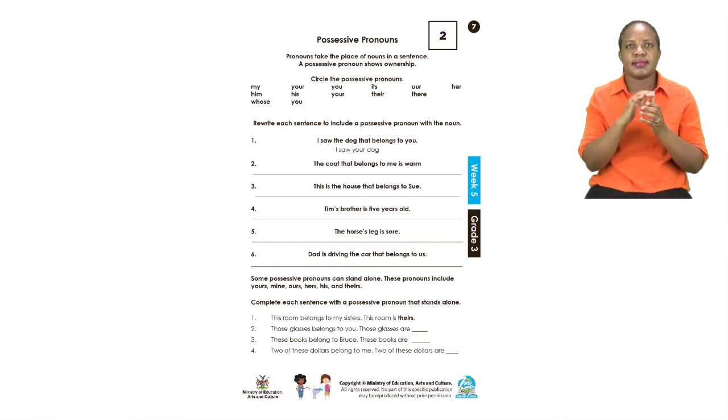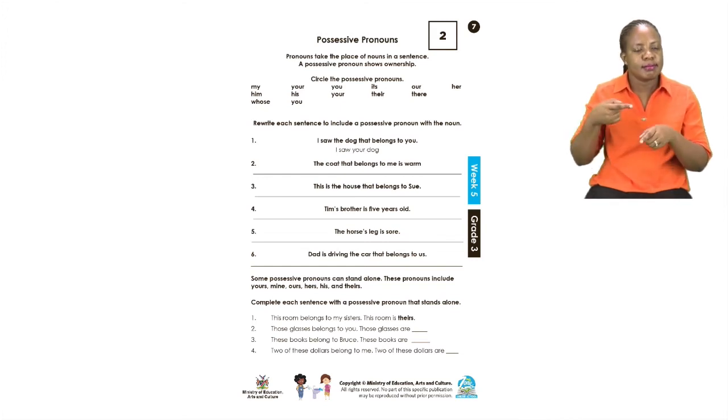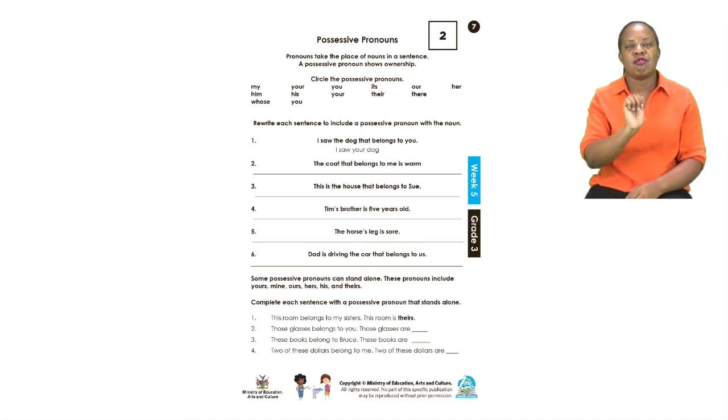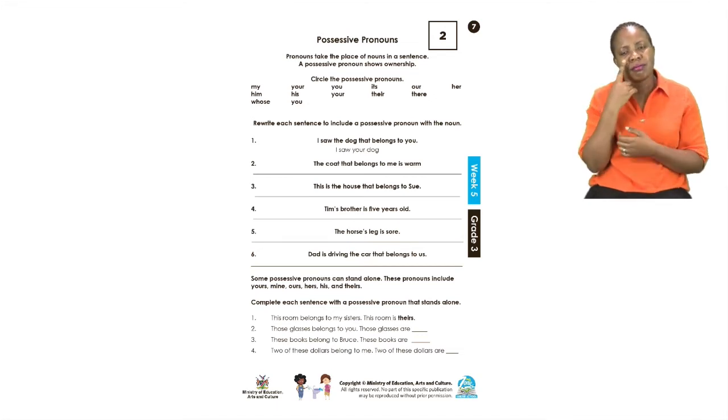The next part of the exercise is asking you to rewrite the sentences, including possessive pronouns with a noun. Number one says, I saw the dog that belongs to you. Let me read it again. I saw the dog that belongs to you. Now, when we are going to include our possessive pronoun, we first need to find out what is a noun that we can use. And the noun there that we are going to use is the word dog.